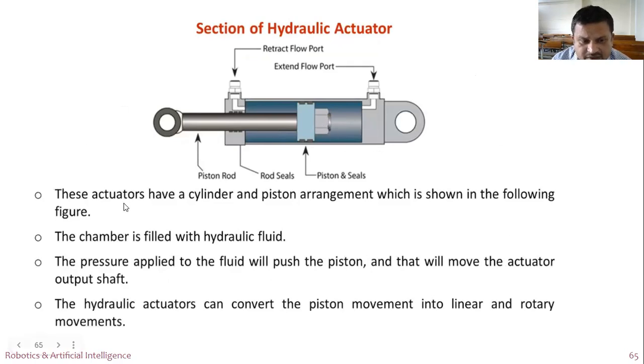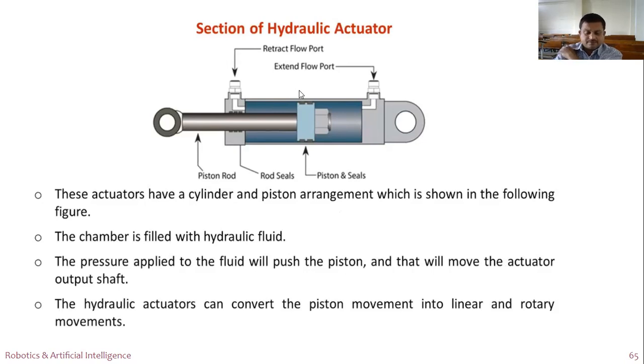These actuators have a cylinder and a piston arrangement, which is shown in the figure. The chamber is completely filled with oil. Already I have told you that the chamber is completely filled with the hydraulic fluid. The pressure applied to the fluid will push the piston and that will move the actuator output shaft. The hydraulic actuators can convert the piston movement into linear and rotary movements.